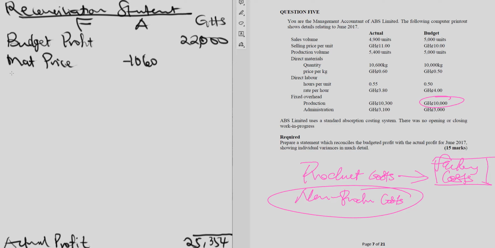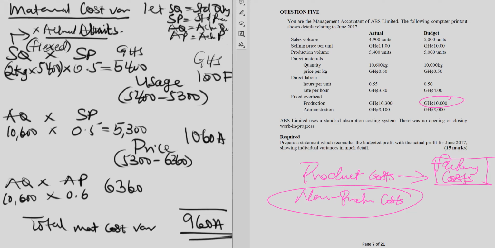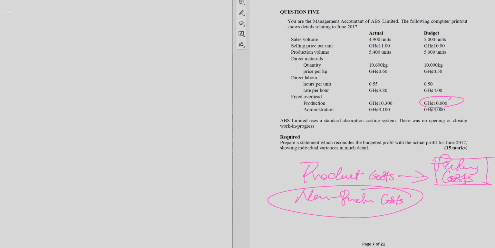And then material usage was 100 favorable, so it's positive. You can put the positive in front, just to help yourself. So don't finish with everything before you start constructing your statement. Immediately you start, you can start constructing your statement. So we are done with material, and the next variance we can start looking at is labor.